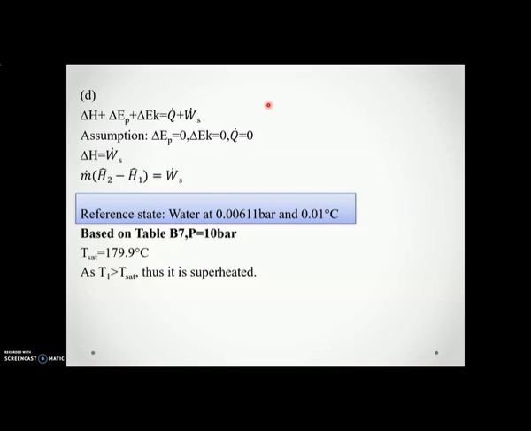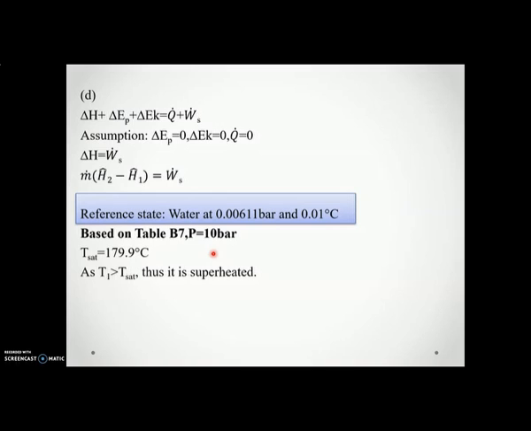And also for Q, which is the heat transfer, it is also 0 because there is no heat transfer in this process. And therefore we end up with this equation here, which is delta H equals W dot S. And then when we expand this equation, we will obtain this equation over here. From that, we have to continue to find H2 and H1 to obtain the value of m dot, as W dot is also already given.